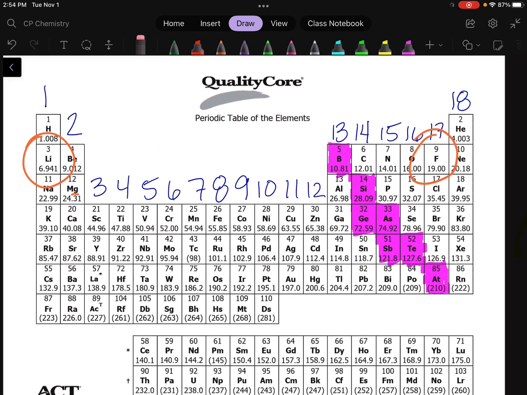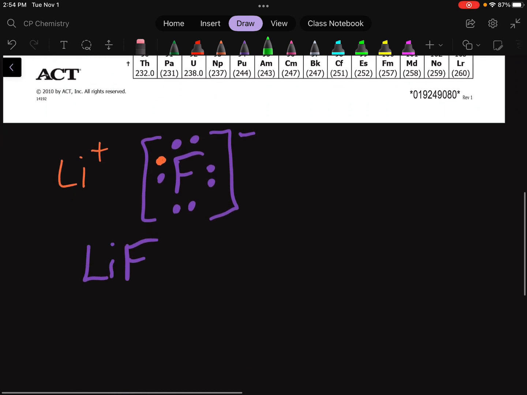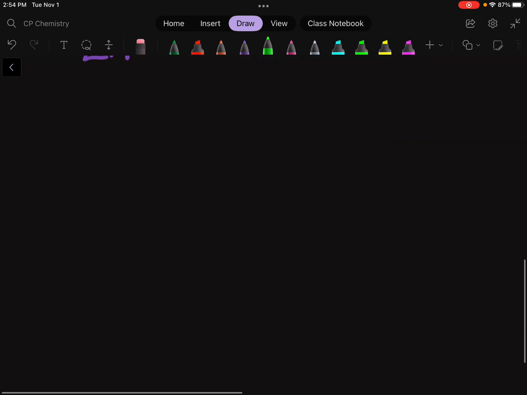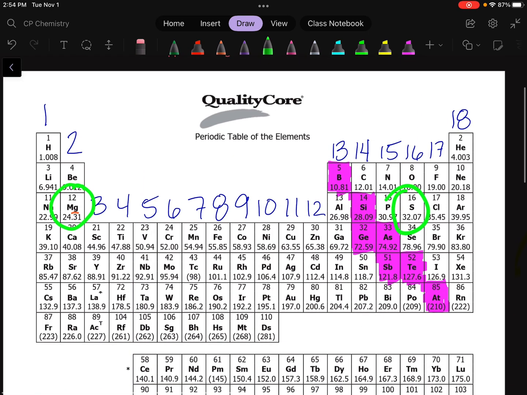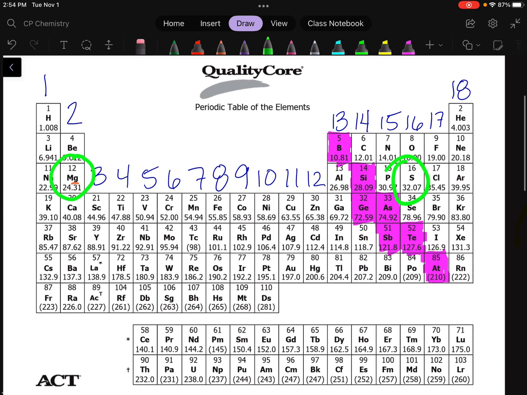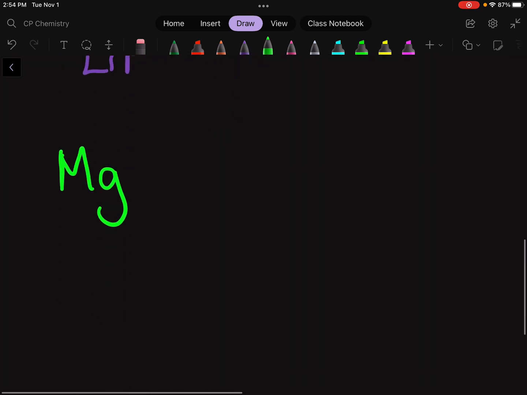Okay, let's pick 2 more. Let's do magnesium and sulfur. Magnesium and sulfur. So Mg, we see magnesium is in group 2, so it has 2 valence electrons. Sulfur is in group 16, so it's going to have 6 valence electrons.